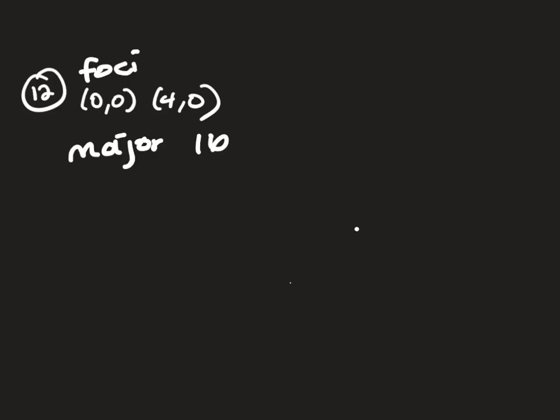Oh wait, I'm not even in there. Okay, I found it. All right, it's foci of 0, 4, and 4, 0. So that would mean that my center is between them, right? Mm-hmm. So my center is 2, 0.